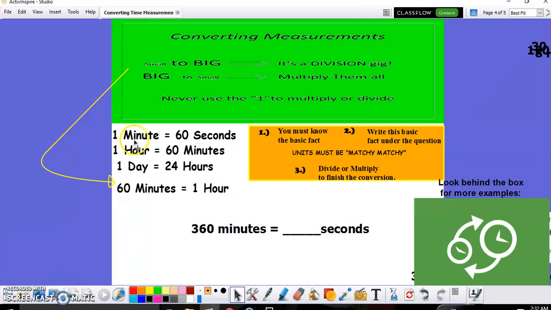Next example. Now I'm dealing with 360 minutes to seconds. So I've got to find my minutes to seconds basic fact, which once again is 1 minute equals 60 seconds. And based on how this is lined up, or think, am I going big to small?